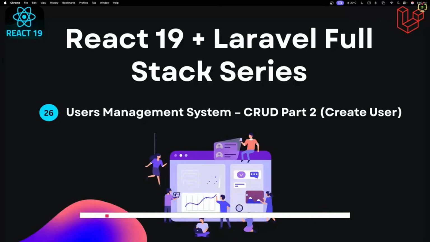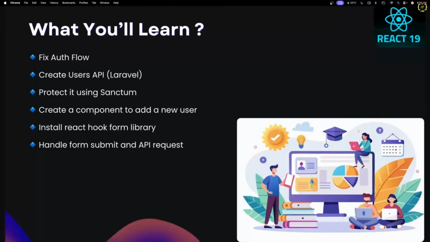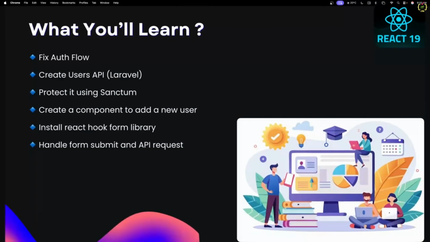Now let's get started. So here we have the agenda of today's video. Firstly, we'll work on fixing the auth flow. Then we will start by creating the users API from the backend side. Then we will protect that API endpoint using Sanctum middleware. Further, we will jump back to creating a new component for adding new users. So we will have to design a form and there we will install the React Hook Form library for handling form submission and input binding things.